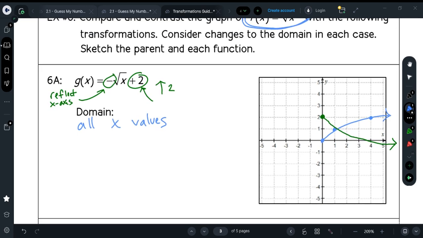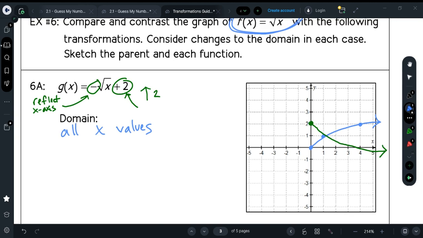Okay, for the parent function, square root of x, the graph stops right here. It doesn't go any further than this point. For domain x values, we're talking about going left to right. So how far to the left, how far to the right? This graph doesn't go any further to the left than right here. This is as far to the left as it goes. And that's an x value of 0. So my domain for the parent function, this is what I'll write here. Furthest to the left it goes is 0.